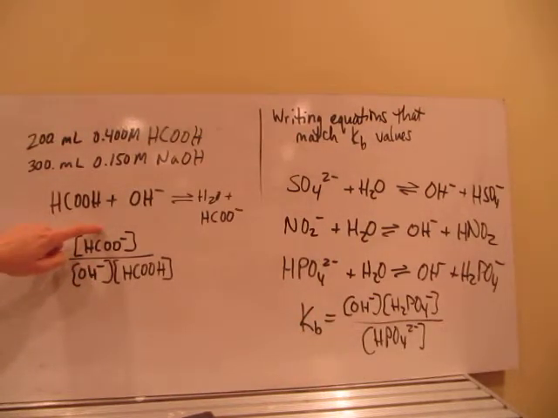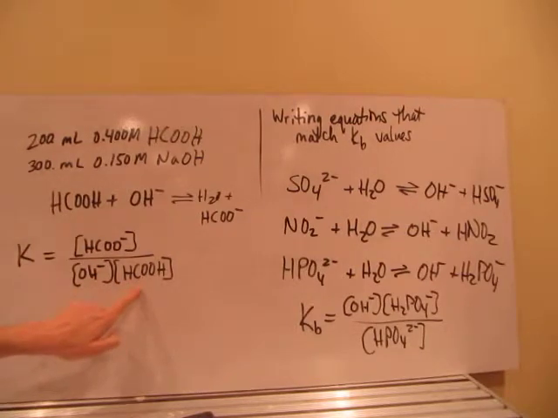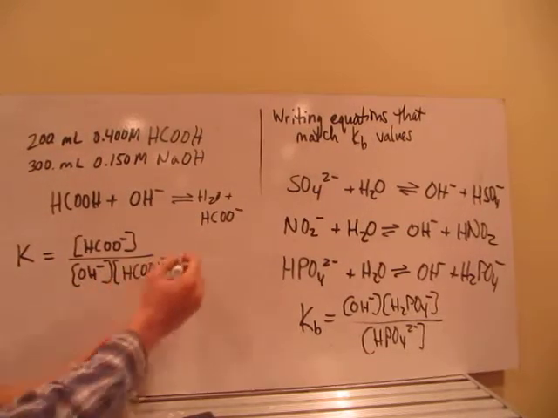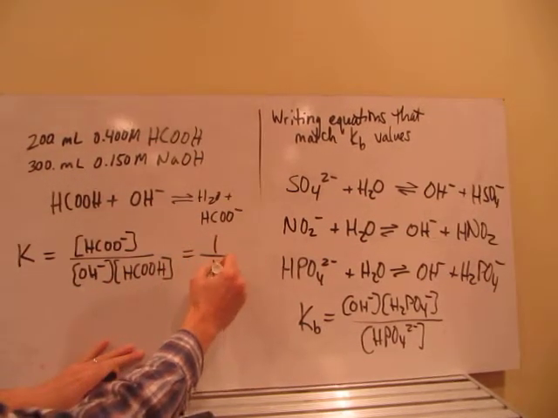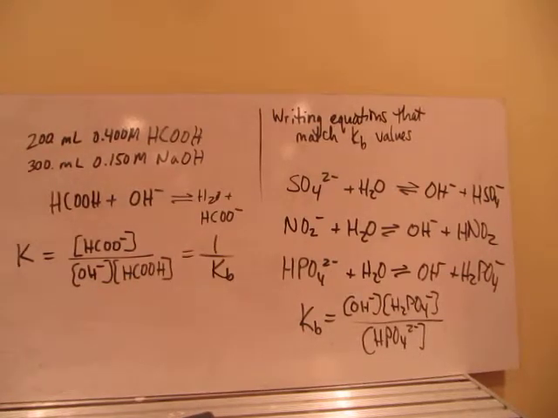And the weak base's conjugate acid is right here, so in the denominator along with hydroxide. So what this should look like to you is 1 over Kb. And so if you see hydroxide in it, especially in the denominator, you're going to have the inverse of Kb because it's the reverse reaction. So, all right, we've got 1 over Kb.